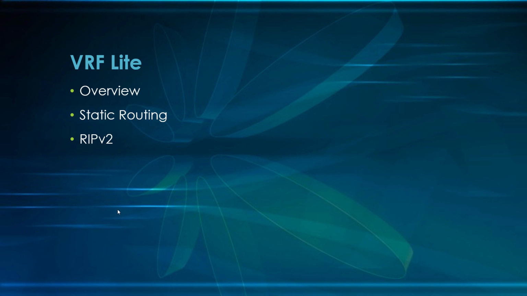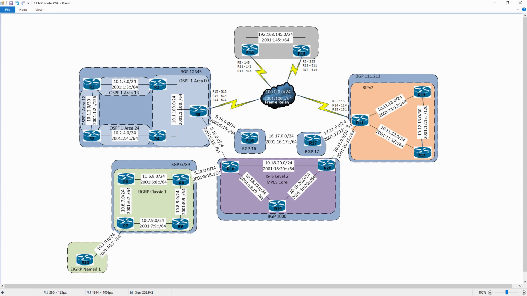Welcome back everybody, and in this video we're going to be taking a look at EIGRP with VRF Lite. Now, EIGRP with VRF Lite is almost identical to the way we did it with RIP in the previous video, with a couple of small tweaks, other than the fact that we have to configure EIGRP instead of RIP. We're going to go ahead and take a look at this on our topology.